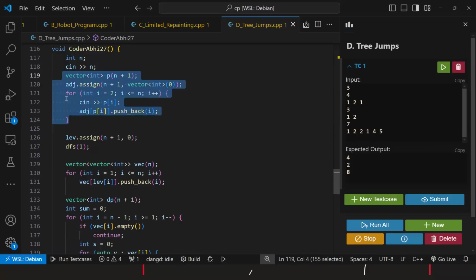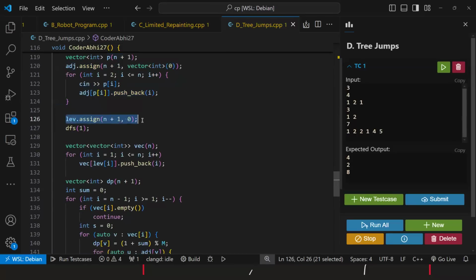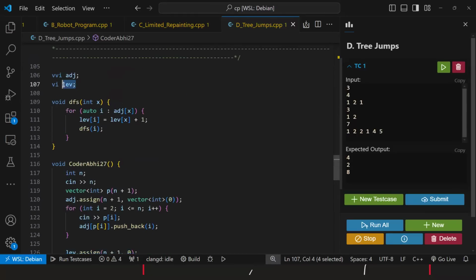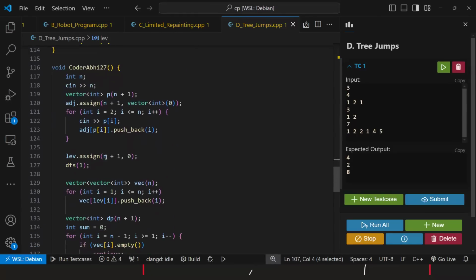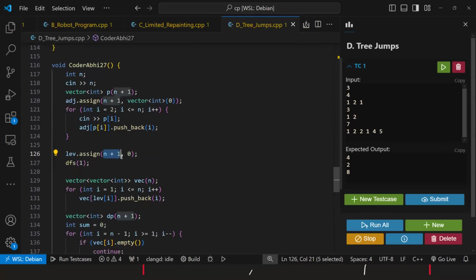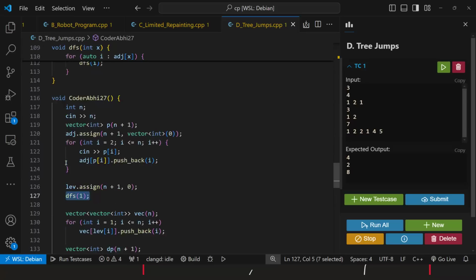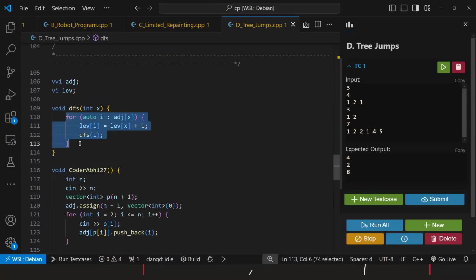After that, I initialized the level vector, to which I assign n plus 1 size. So I assign the level 0 initially, and then I run a DFS to calculate the level of all the nodes. In the DFS, I'm just calculating the level, or the depth, of all the nodes. So for all the values i in the adjacency of x, level of i is level of x plus 1, then DFS i. Simply, I would get the level of every node.